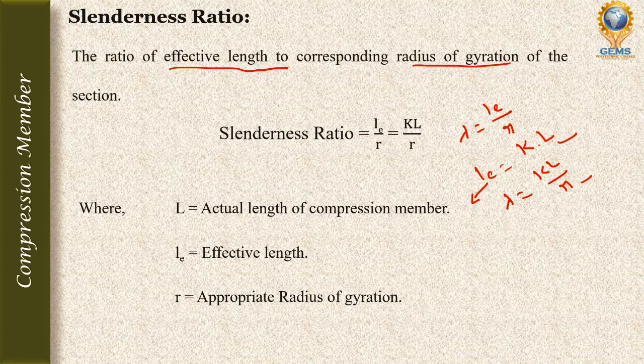This K value depends on the rotation and relative translation boundary conditions at the ends. That is rotation and translational boundary conditions at the ends. Due to that, our K value will differ for each end condition.